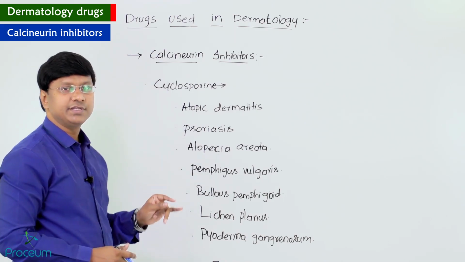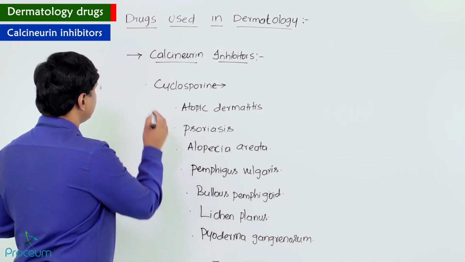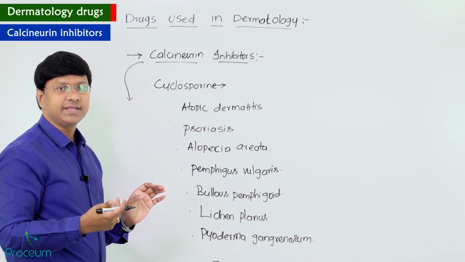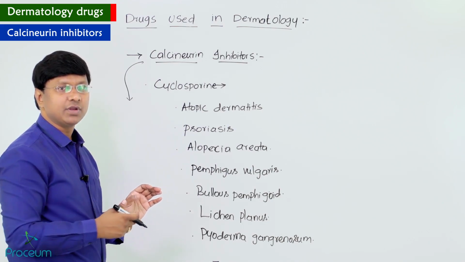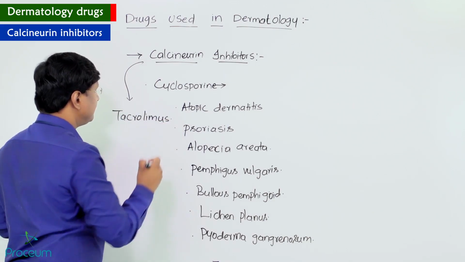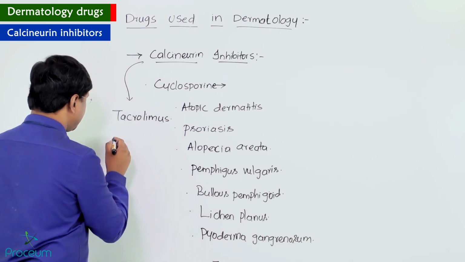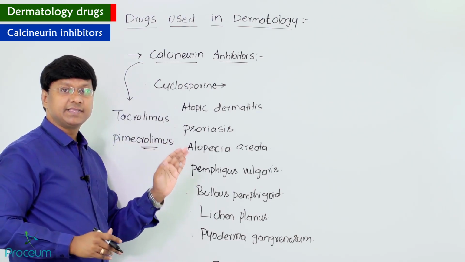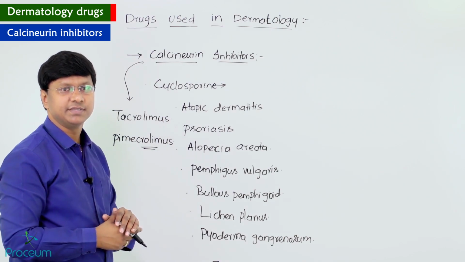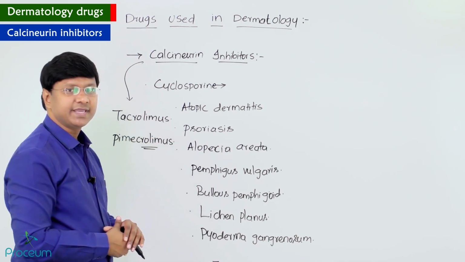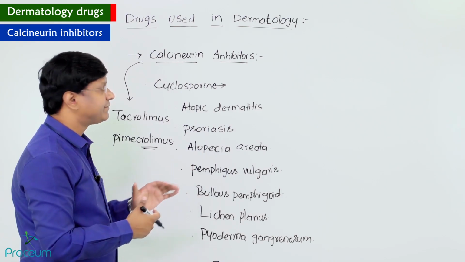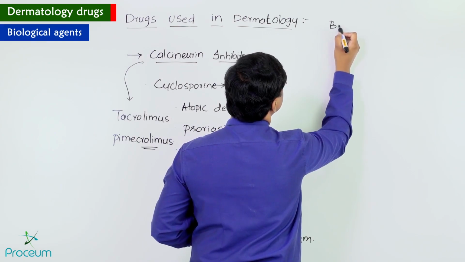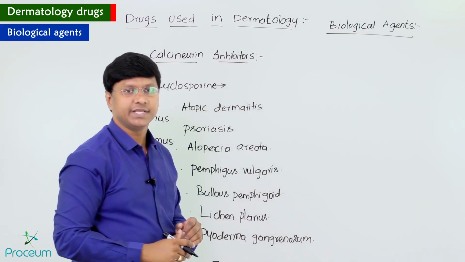Now, apart from cyclosporin, the other drugs in the calcineurin inhibitors include tacrolimus as well as pimecrolimus. So these are the other agents in this group. Next, apart from calcineurin inhibitors, the next group of drugs used in dermatology is the biological agents.